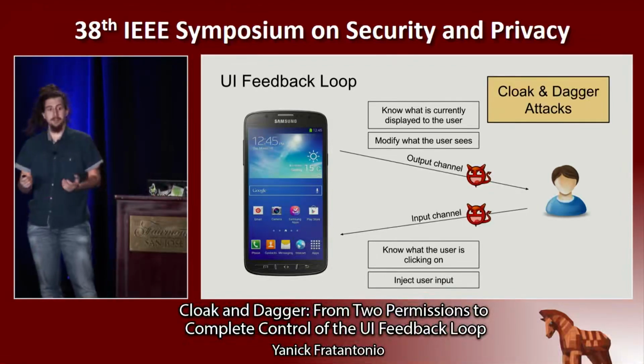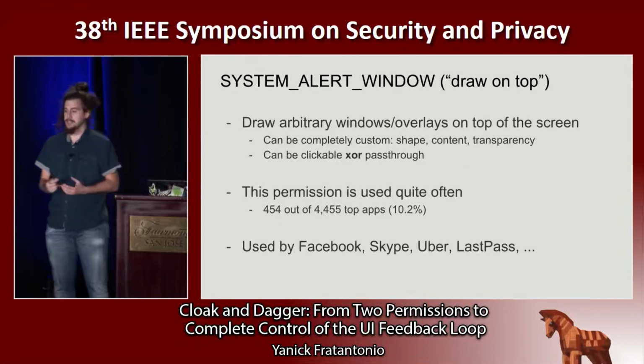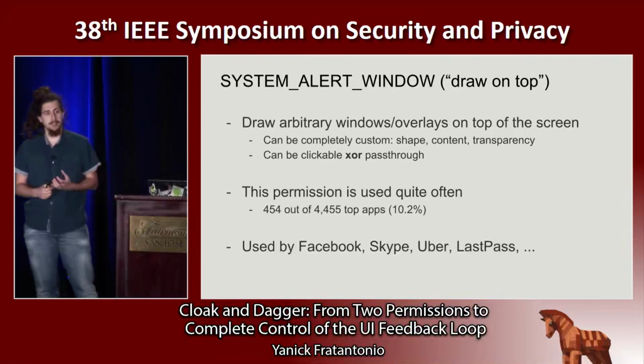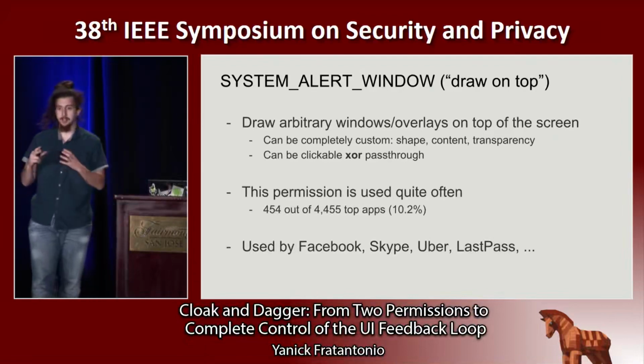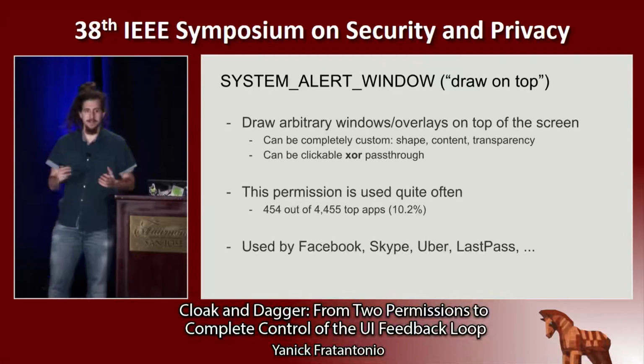So we started from two permissions. Let me introduce these two permissions to you. The first one is system alert window. Informally, we call it draw on top. Basically, with this permission, an application can draw arbitrary overlays on top of the screen, arbitrary in terms of shape, the content, transparency, and so forth.